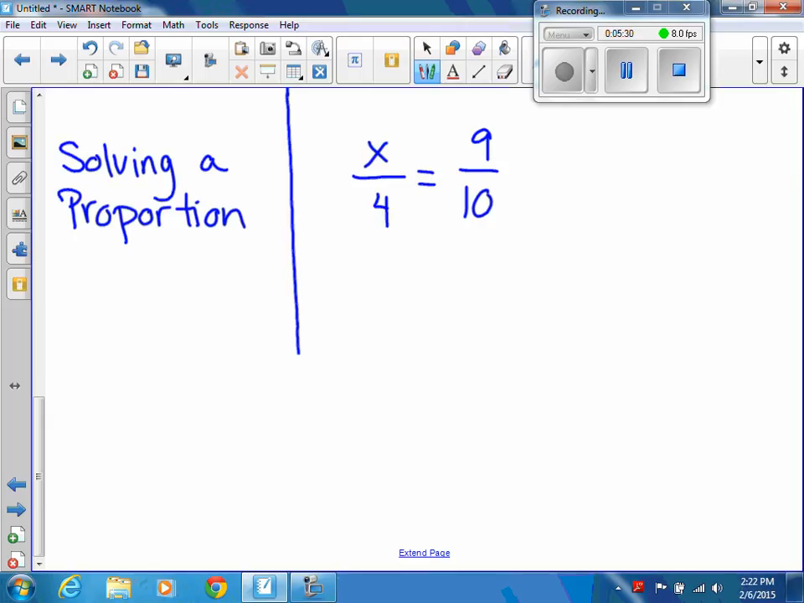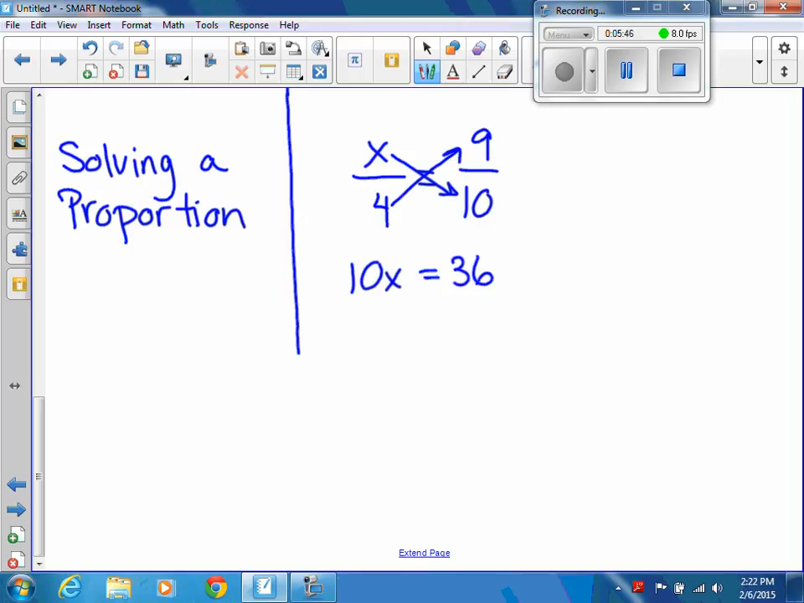So I'm going to go ahead and multiply 10 times x. Now I do it like this. I just draw a little arrow. So that's going to be 10x, because remember x times 10 is the same as 10 times x. And then I'm going to do 4 times 9, and 4 times 9 is 36.